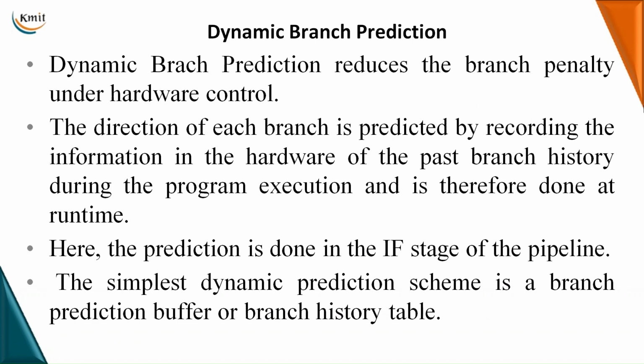But here, during the runtime, dynamically, you are going to predict what the outcome of a branch is. And this branch prediction is done internally in your hardware by recording the information about the past history of the branch during the execution in the previous runs of your program. So here the prediction is done in the fetch stage of your pipeline. In case of static branch prediction, it is done in the decode stage of your pipeline. And the simplest dynamic branch prediction scheme is using a branch prediction buffer or a branch history table.